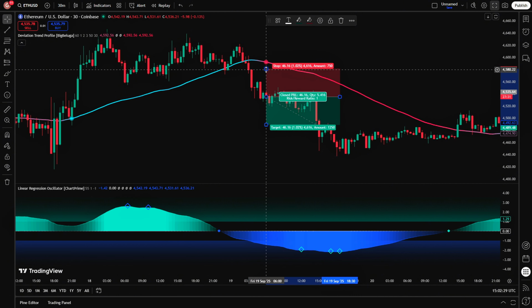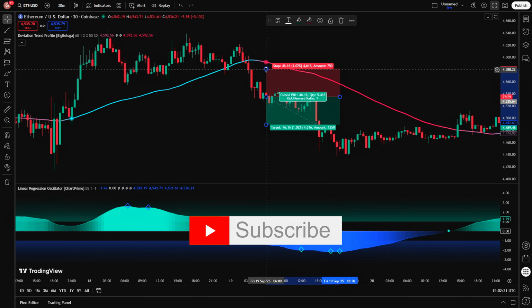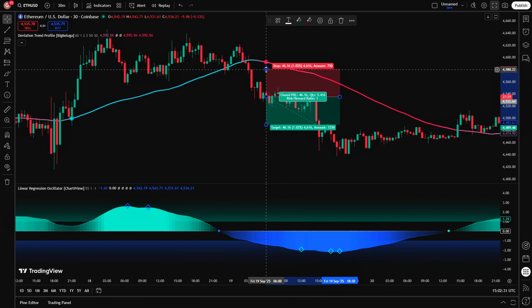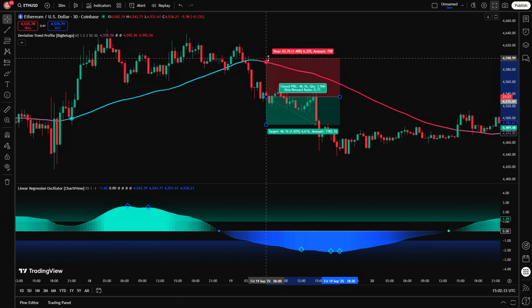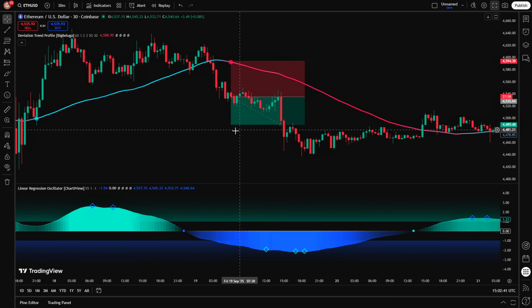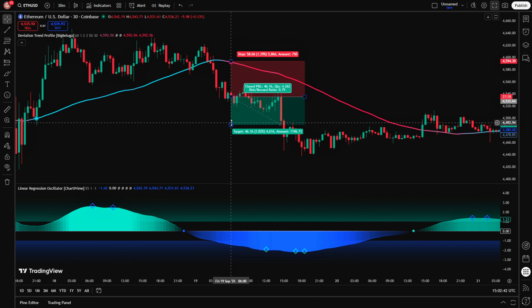Entry. Place a sell order immediately after the bearish candle closes. Waiting for a candle close ensures the setup is fully confirmed and reduces the risk of reacting to temporary spikes or false moves. Stop loss. Position your stop loss just above the most recent swing high or above the nearest structure level. This keeps the stop outside normal volatility and prevents early exits from short-term retracements.